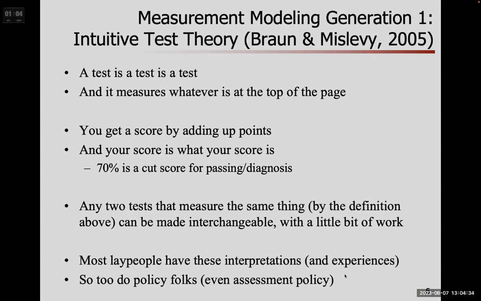Brown and Levy called this intuitive test theory. A test is a test is a test. They're all the same. Or, well, a test measures whatever it says at the top of the test. Oh, this is a chemistry test. Okay. Your score is what you get by adding up the points that you got on the different subcomponents, like items or tasks on the test.